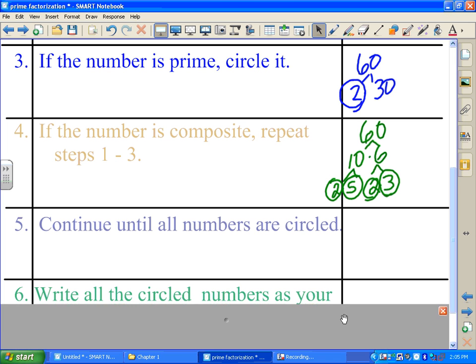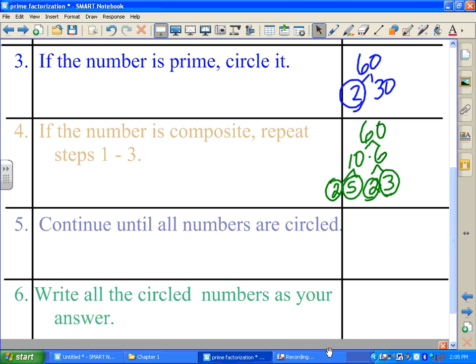So once I have circled everything, the circled numbers are my final answer. So 60, written as a product of prime factors, is 2 times 2 times 3 times 5. So 2 times 2 times 3 times 5. Okay?